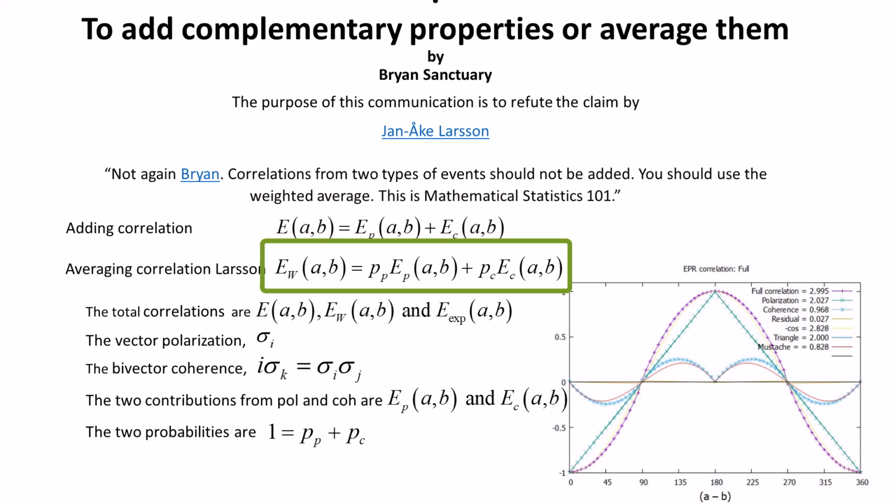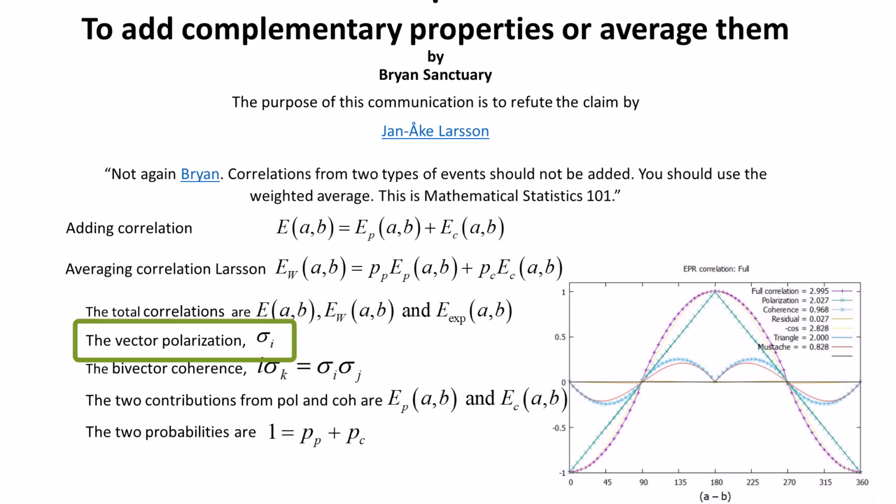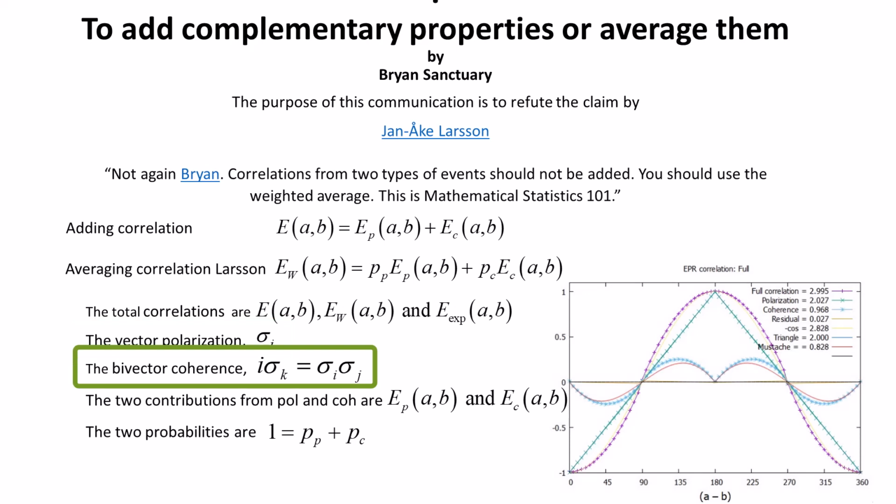There are a number of different correlations to define. E_AB is the correlation from my theory. With the subscript W, it is Larsson's weighted sum, and there is the experimental correlation obtained from the experiments. The two complementary attributes are polarization from the Pauli spin vector and coherence from the Pauli bivector.